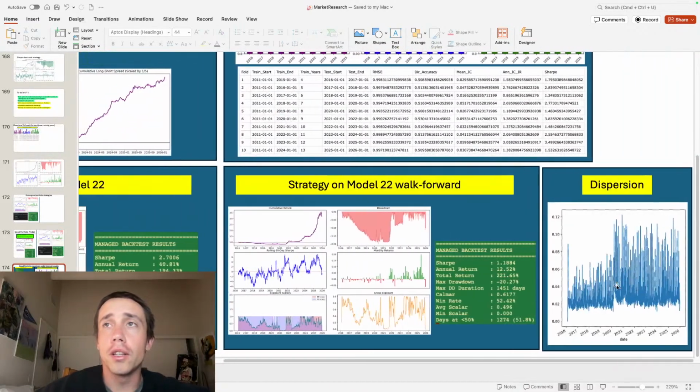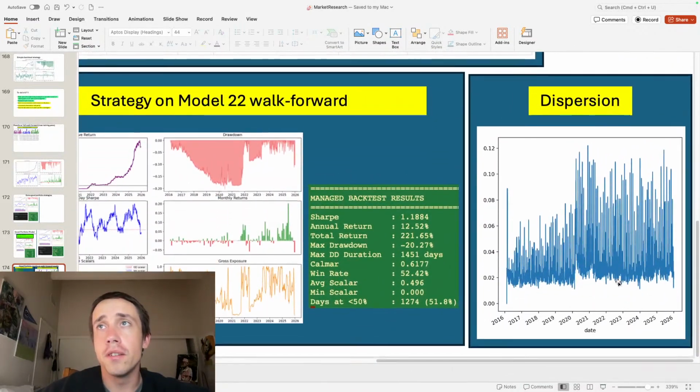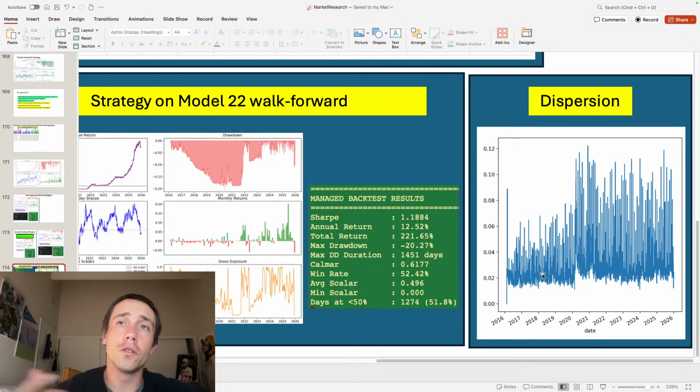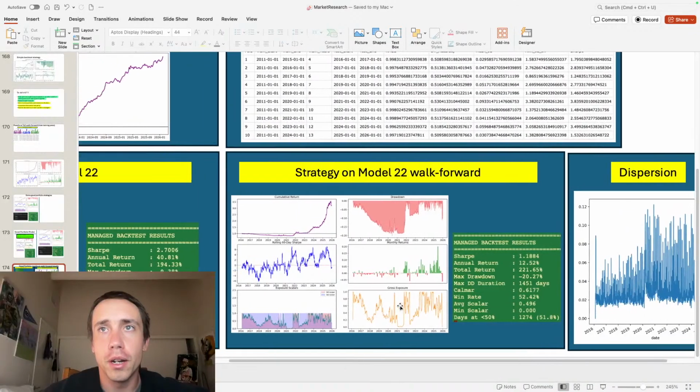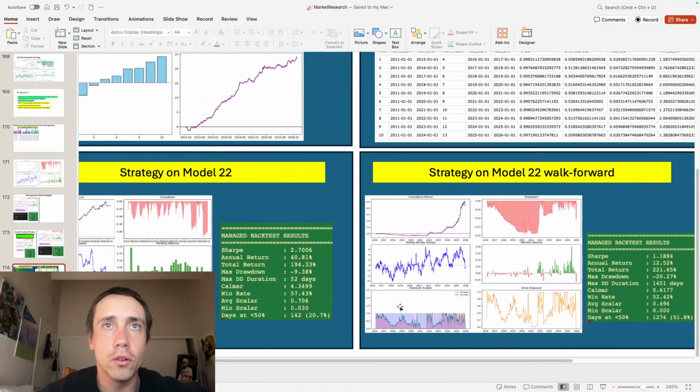Now, the key reason for this, I believe, is the dispersion of the universe that I'm using. So you see that this really changed in 2020. It went from a dispersion mean around maybe 1.8 or something like that. And here it jumped up to well above 0.02. And so the question for that is, why did that happen and how do I incorporate it into my model?